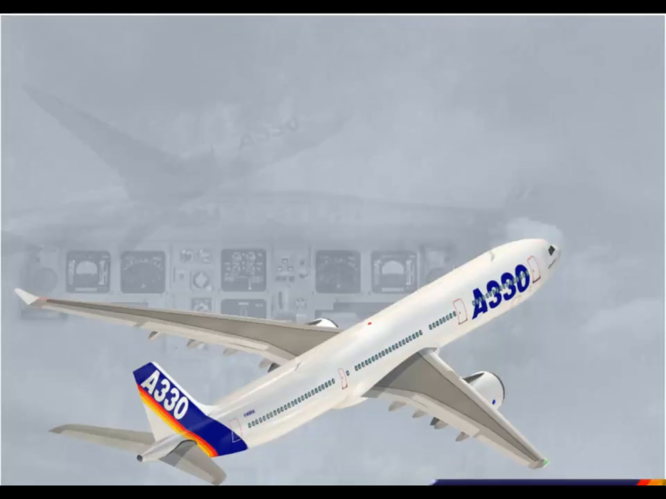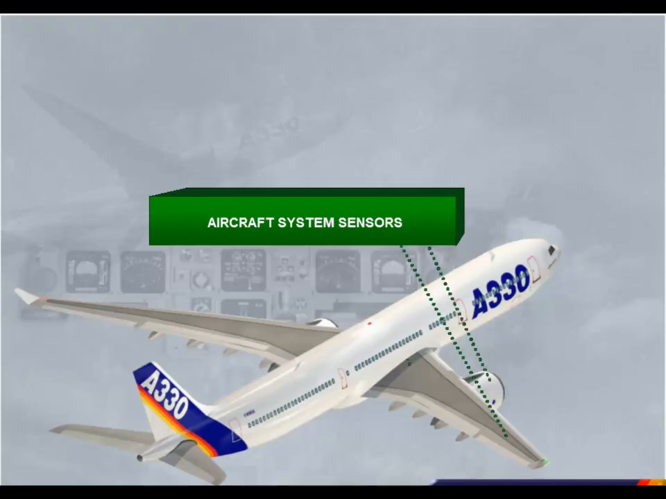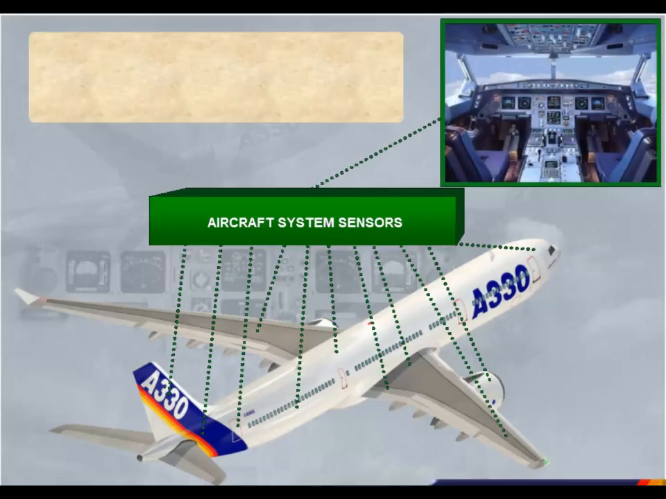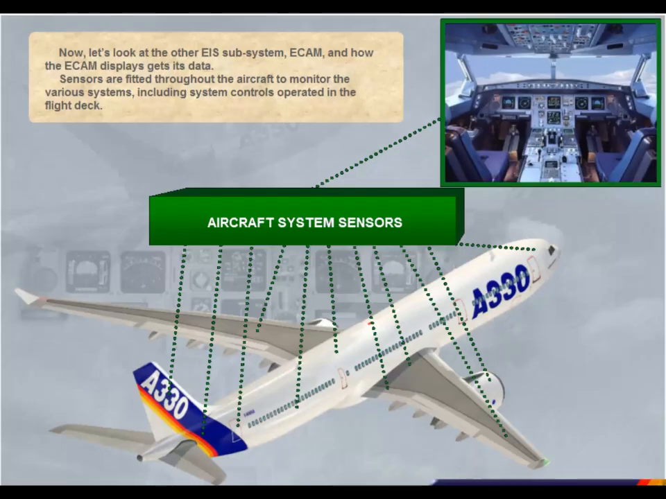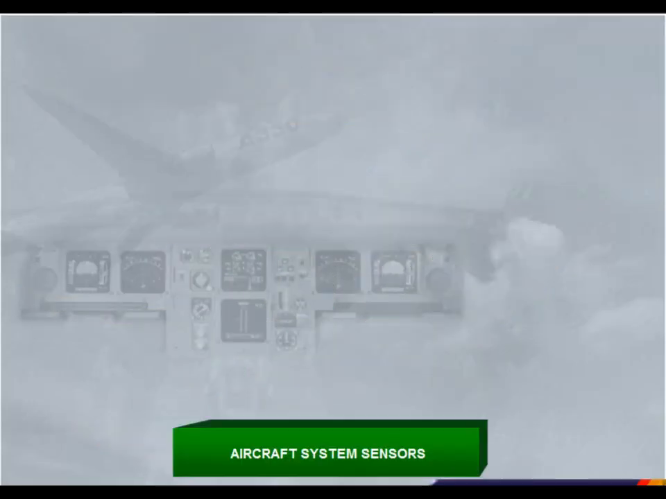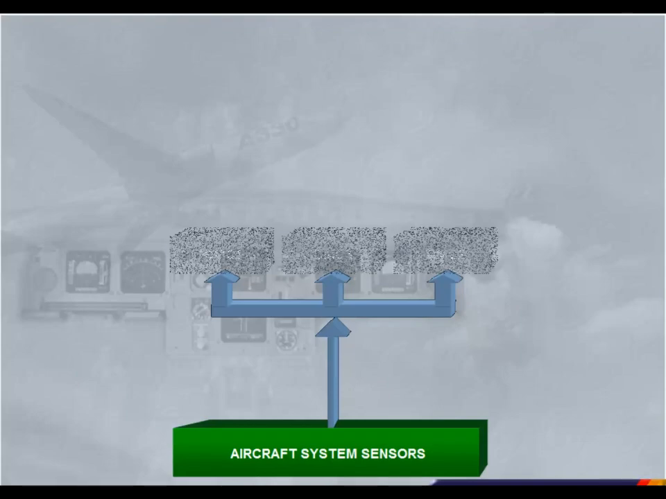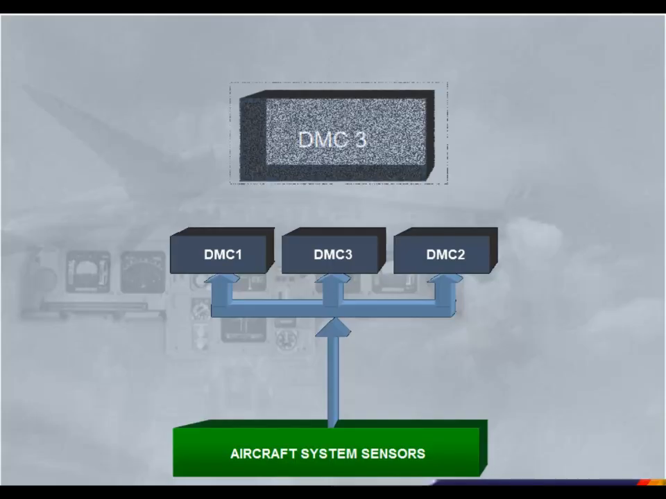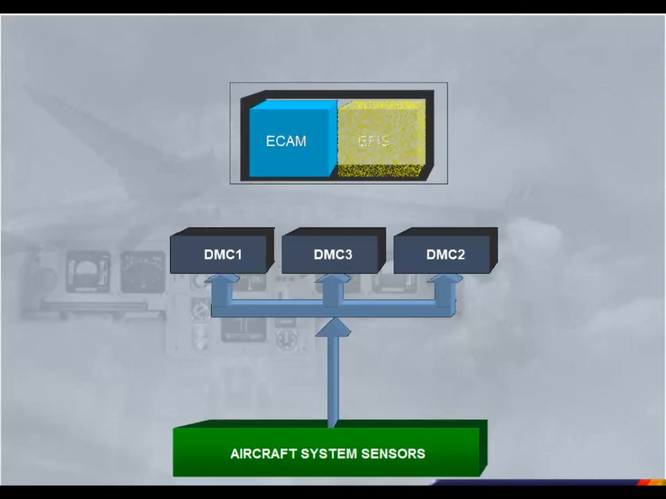Now, let's look at the other EIS subsystem, ECAM, and how the ECAM displays get their data. Sensors are fitted throughout the aircraft to monitor the various systems, including system controls operated in the flight deck. Data for certain parameters, for example fuel quantity and primary engine indications, is routed directly from the system sensors to the three display management computers. Note that there are separate channels within each DMC for ECAM and EFIS.